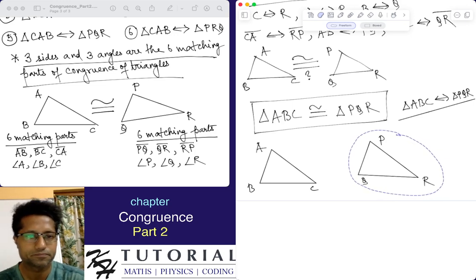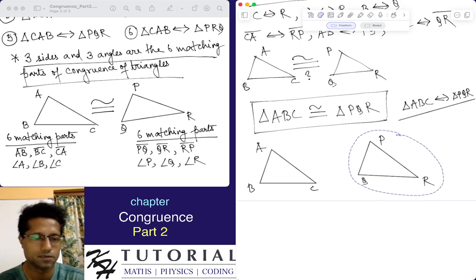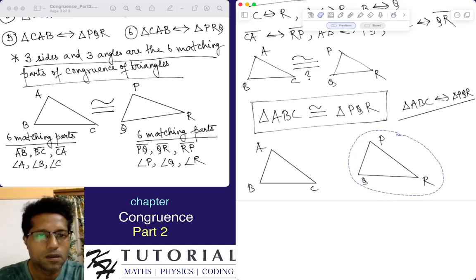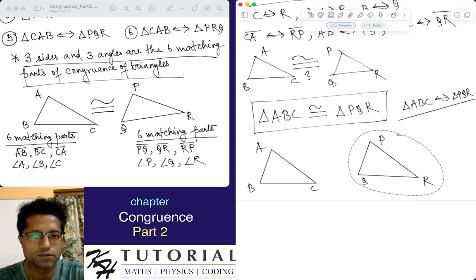So in triangle ABC, the 6 matching parts are the sides AB, BC and CA, and the angles are angle A, angle B and angle C. The 6 matching parts of triangle PQR are the 3 sides PQ, QR and RP, and the 3 angles P, Q and R. So I will have to check that the length of the side AB is equal to the length of the side PQ.